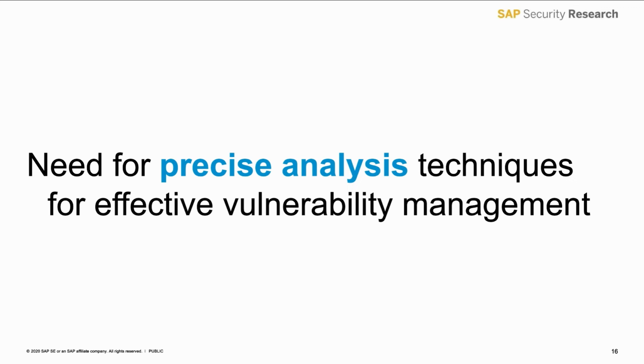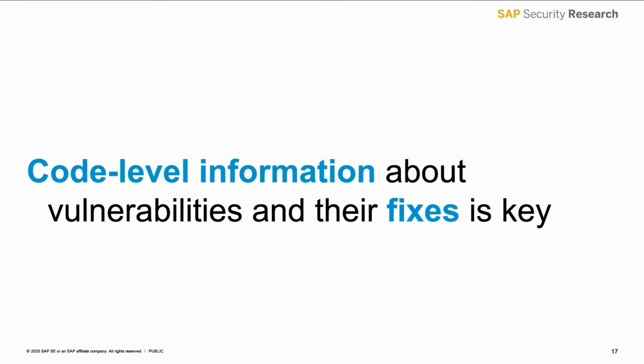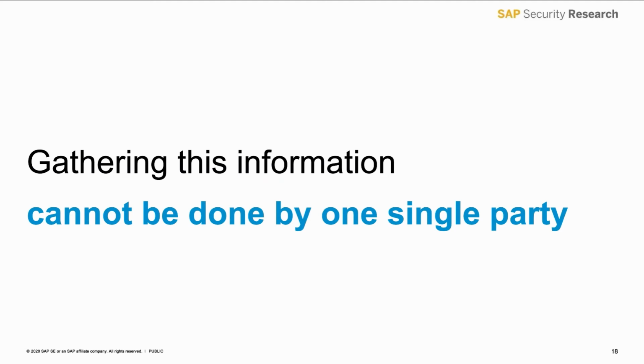Okay, let me draw some conclusions and summarize what we saw in this presentation. The software industry at large needs very precise, efficient analysis techniques to deal with the problem of effective vulnerability management. Metadata-based approaches don't cut it because they suffer from too many false positives and also too many false negatives. And because the actual truth is in the code itself, code level information about vulnerability and their fixes is very important because it enables code level analysis.